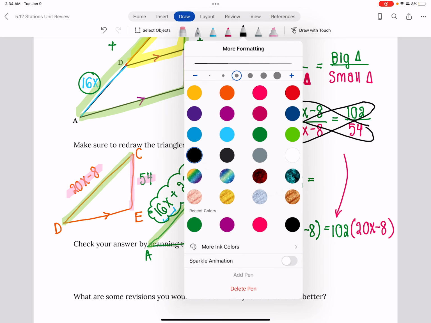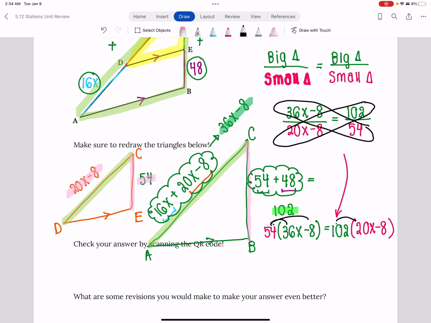All right, it's time to distribute here. I'm going to have 54 times 36x. That gives me 1,944x. And 54 times 8 gives me 432. On the other side, I have 102 times 20. That gives me 2,040x. And 102 times 8 gives me 816.